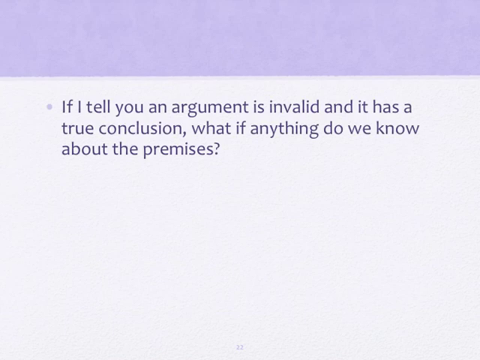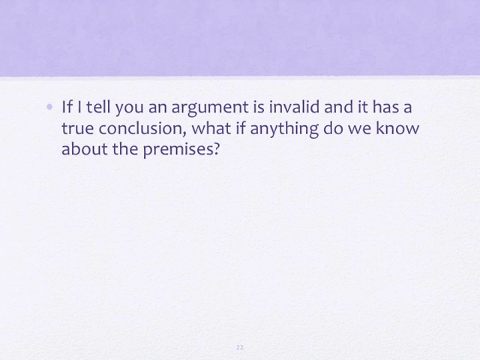Okay, if I tell you an argument is invalid and it has a true conclusion, what do you know about the premises? So it's invalid and it has a true conclusion. Does that mean that the premises must be true, you might think? Could they be false? Well, it turns out that we don't know anything about the premises.